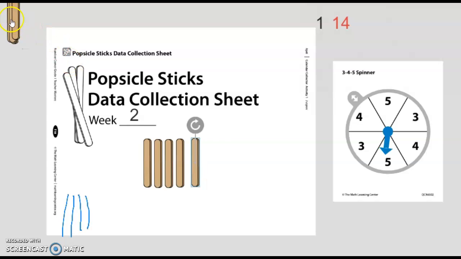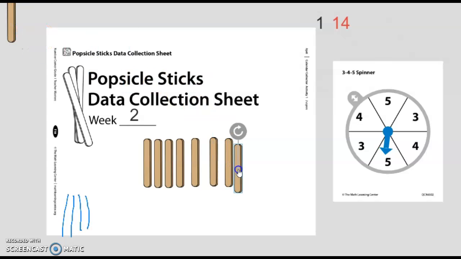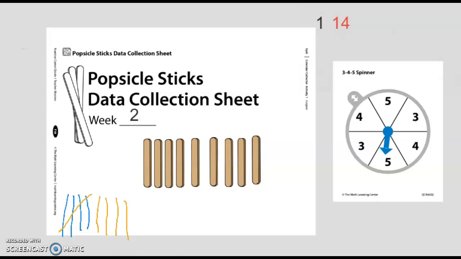1, 2, 3, 4, 5. So we had 5 more. I'm going to make it orange for today. Remember, when we get 5, we have to cross the tallies. So let's count from here. 1, 2, 3, 4, 5. Do we get a bundle of 10 yet? No, we do not get a bundle of 10 yet, because we need 1 more to make 10. So far, we have 9 popsicle sticks.